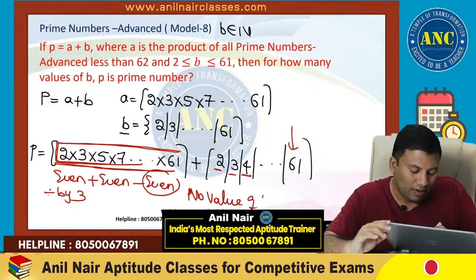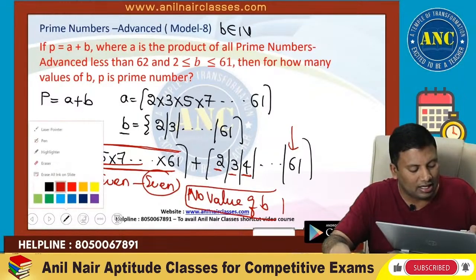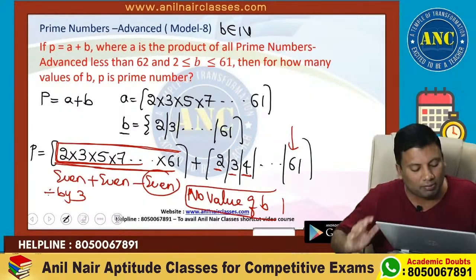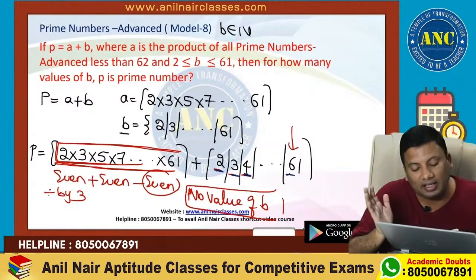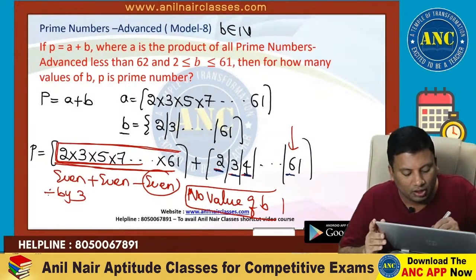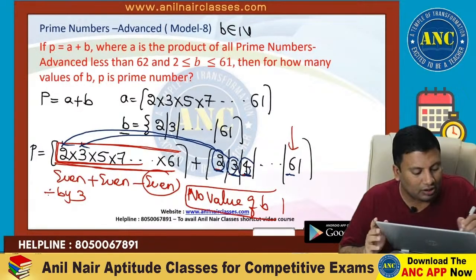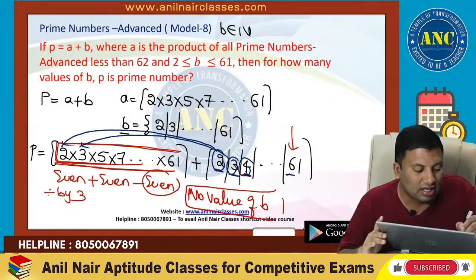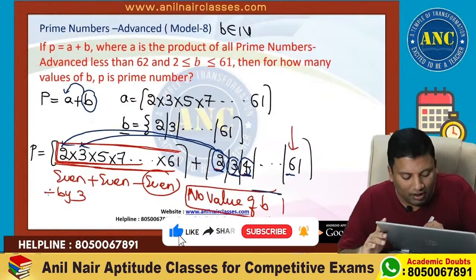The answer is no value of B will make P a prime number. Very logical question, sir. Application oriented, not formula oriented. If you observe, every value that B is taking, the factor of that value is present in A. 2 is present, 3 is present, 4 has factor 2 which is present, 5 is present, 6 has factors 2 and 3 which are present. Every value B is taking is actually a part of A, through the factors of that B. So no value of B exists.